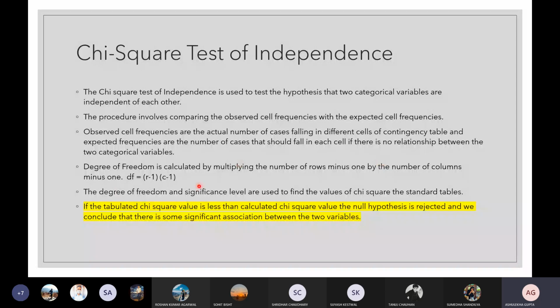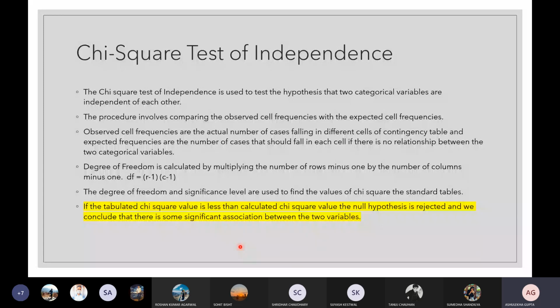We will calculate degrees of freedom by multiplying the number of rows minus 1 by the number of columns minus 1, that is (R minus 1) times (C minus 1). R stands for row, C stands for column. Degrees of freedom and significance level are used to find the chi-square values in the standard tables. If the tabulated chi-square value is less than the calculated chi-square value, the null hypothesis is rejected, and we conclude that there is some significant association between the two variables.